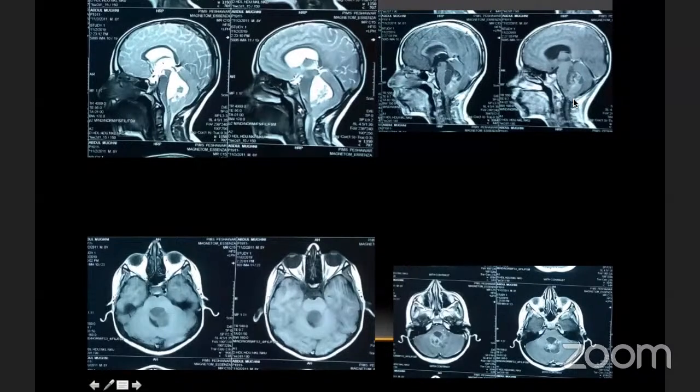So when the tumor is going within the cervical canal, doing a CMO laminectomy is a good idea, because this will give you extra space to debulk the tumor and go all the way up towards the aqueduct, or reach the upper part of the tumor.